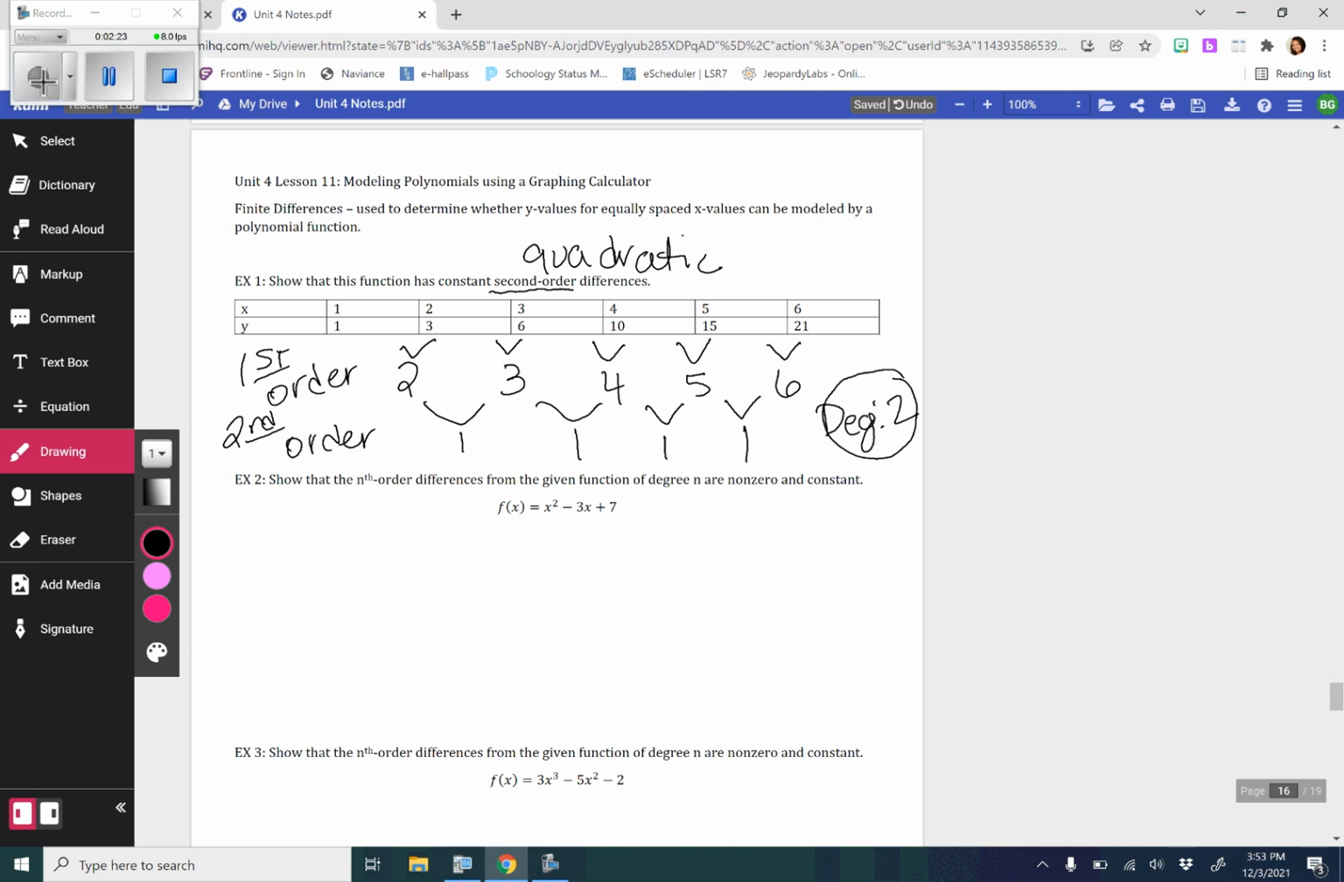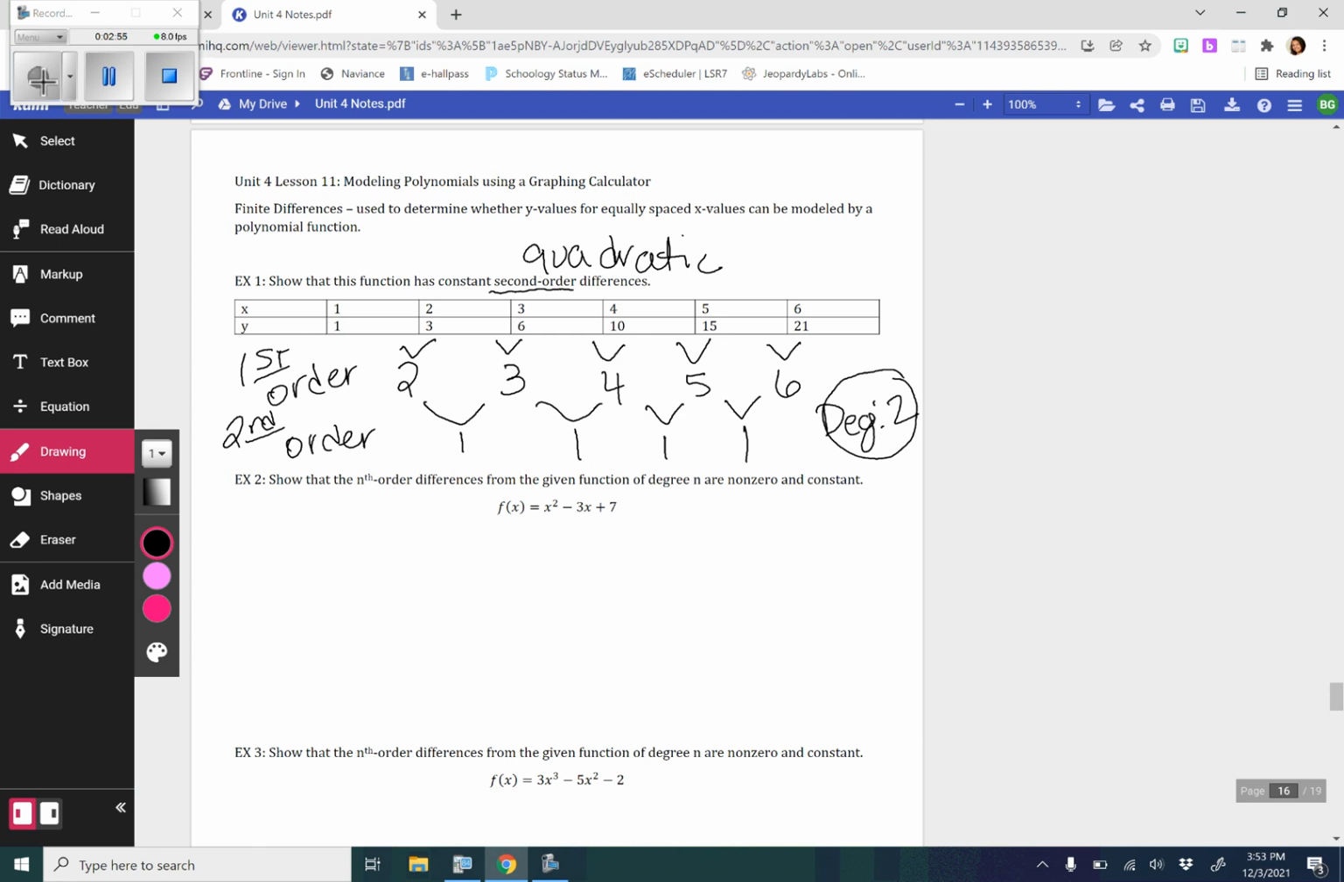Okay, so let's look at example 2. It says, show that the nth order difference from the given function of degree n are non-zero and constant. So what this means is we are going to have a polynomial, but we have to figure out what is that polynomial? What is the degree? Is it a first order, which means that would be a linear, degree of 1? Is it a second order? So is that a degree of 2, so quadratic? Is it a third order, so degree of 3, which is a cubic, and so on, okay?